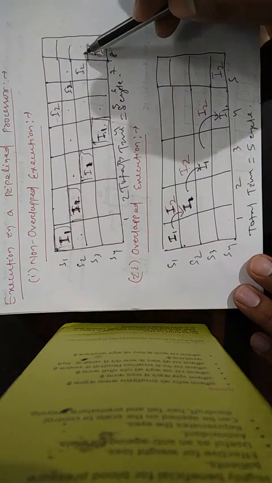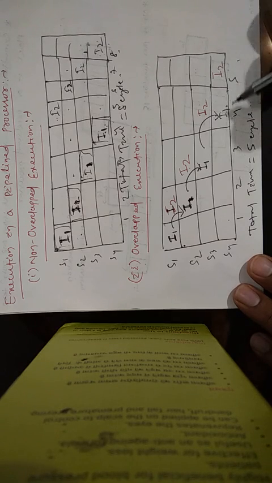Now the total time or total clock cycles is 5 cycles. How many cycles are there? 5 cycles. So non-overlapped execution required how many cycles? 8 cycles. But overlapped execution required how many cycles? 5 cycles. Okay, so which one is better? Obviously overlapped execution is better, because in less time we can perform more than one operation simultaneously.